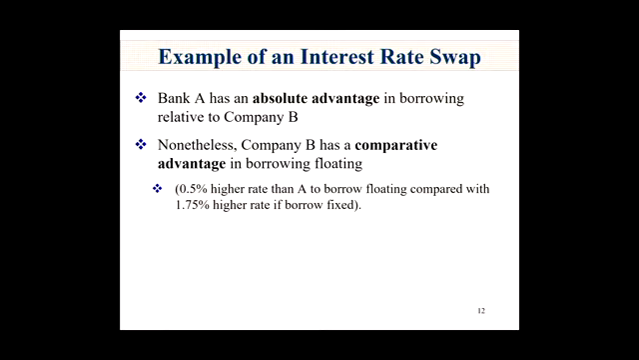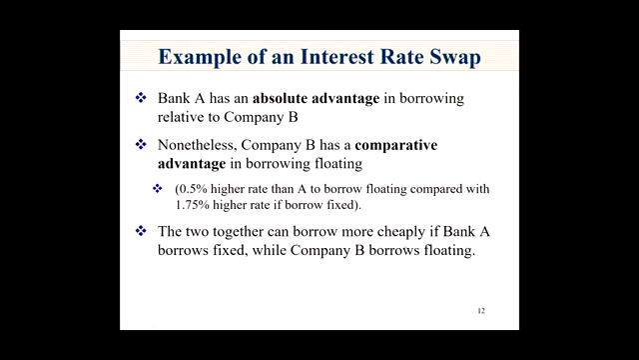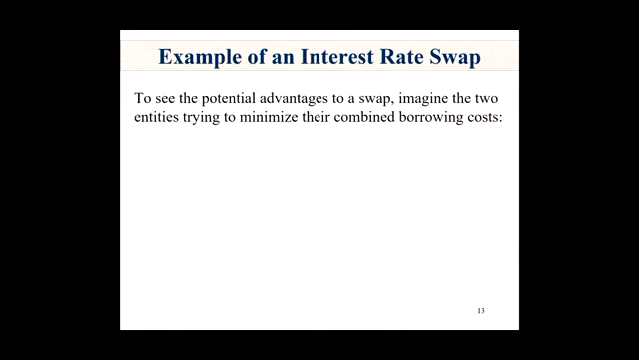So A has an absolute advantage. A can always borrow at a lower rate. For Company B, relative to Company A, they've got a comparative advantage in terms of borrowing floating. So the premium they have to pay is less if they borrow floating. Now, the two together can borrow more cheaply if A borrows fixed and B borrows floating. All right, how does that work?